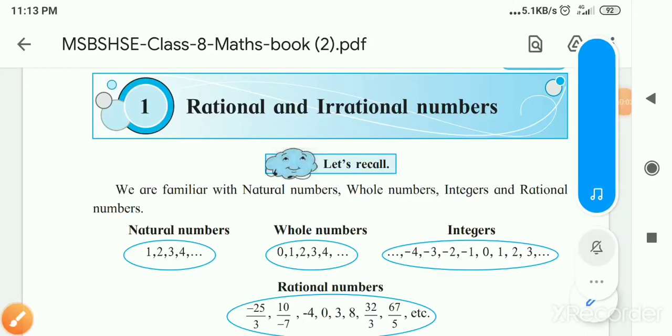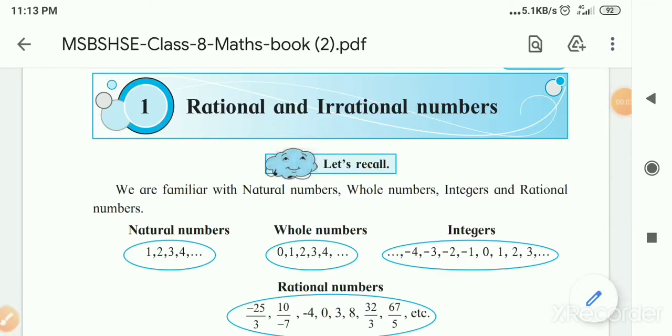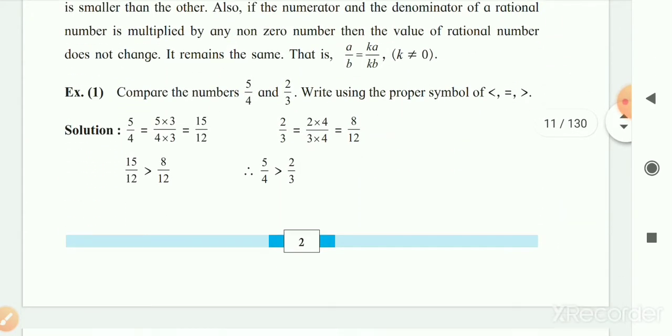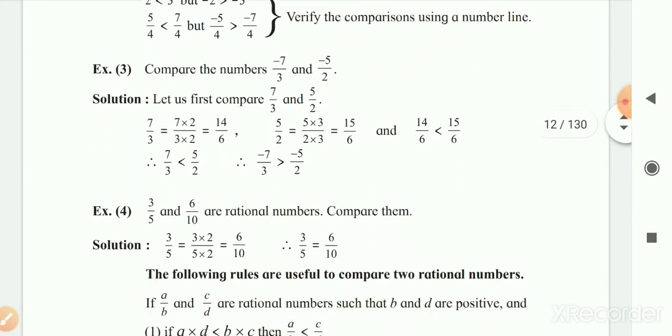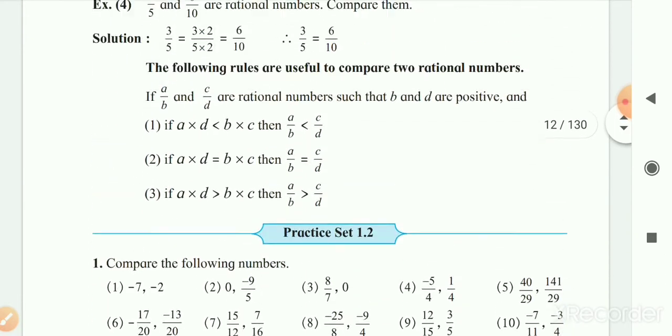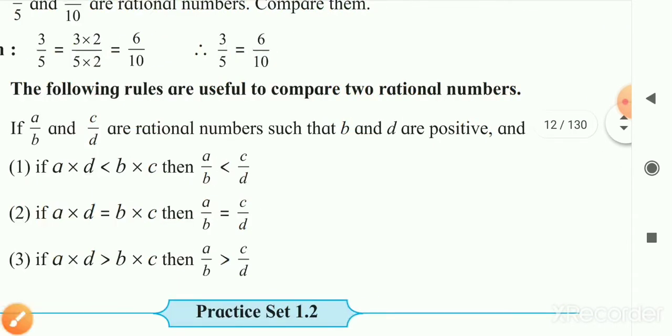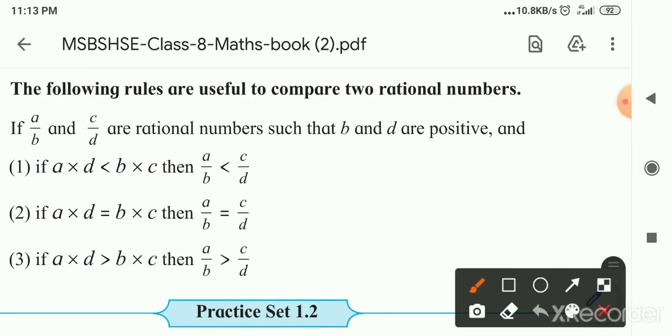Hello students, lesson number one: rational and irrational numbers. Under this lesson, yesterday we saw how to compare rational numbers, and I told you the discussion on this rule was left, and we will discuss it with numbers. So here the following rules are useful to compare two rational numbers.